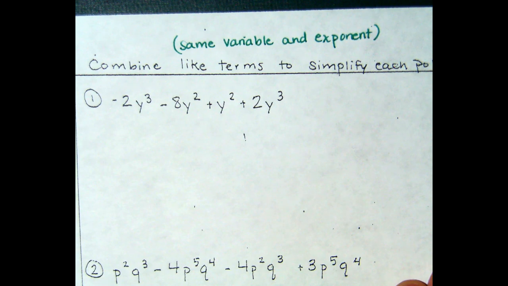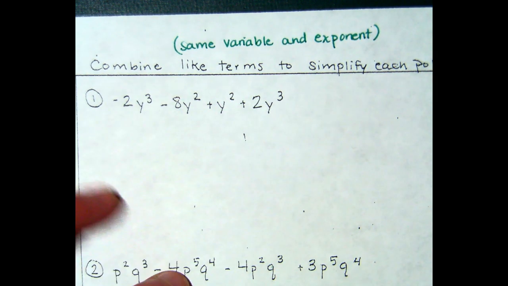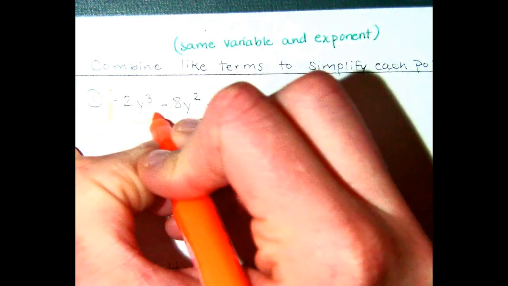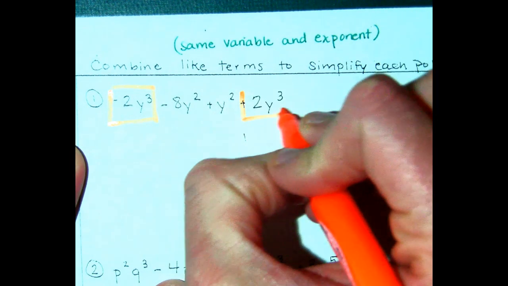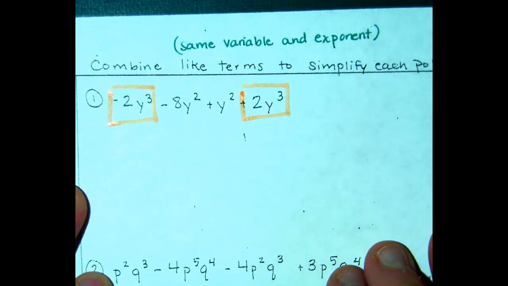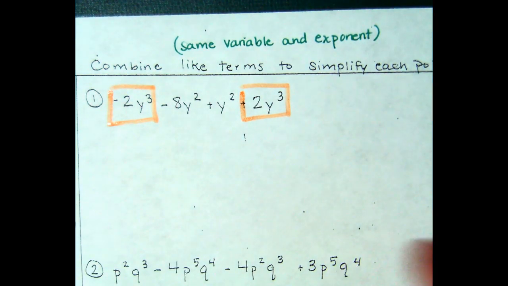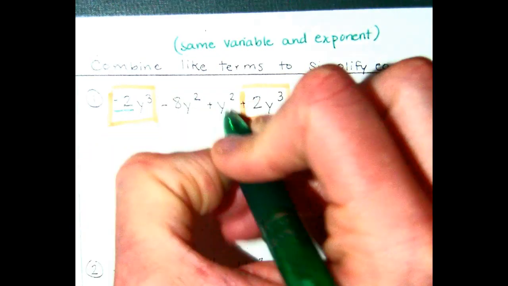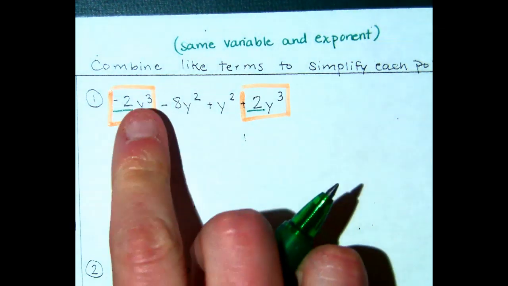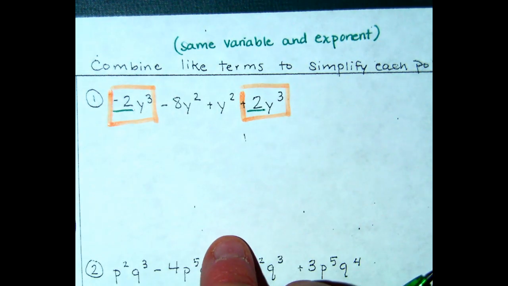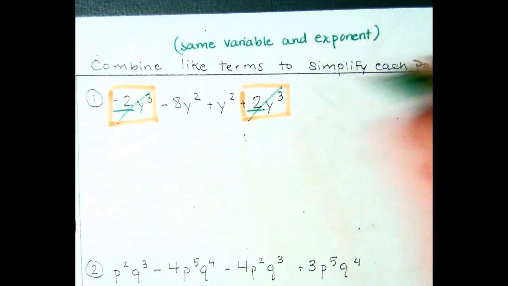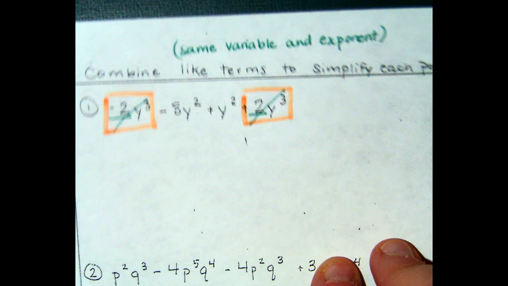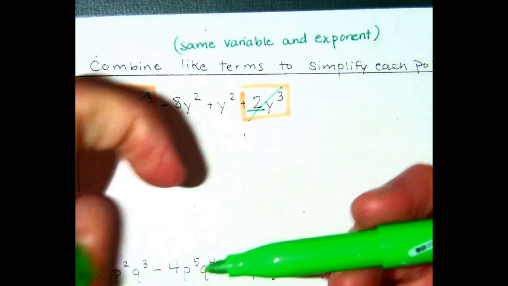If you look at number 1, I'm going to highlight -2y to the 3rd. Are there any more y to the 3rds? Okay, then I'm going to highlight that in the same color. Those are like terms then. I'm going to add the numbers, the coefficients in front. What is -2 plus 2? 0. So what happens to those? They just cancel out. So I'm not going to write anything under that then. Okay. I'm going to move on to the next one.